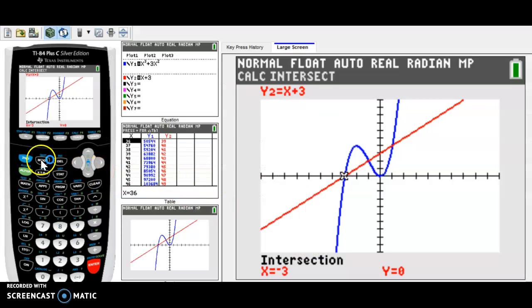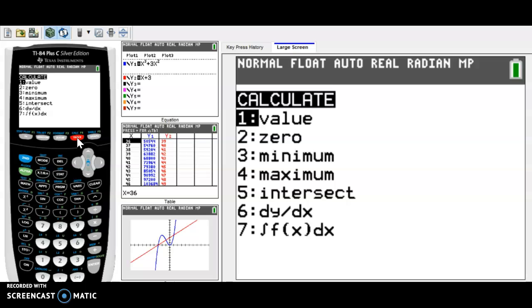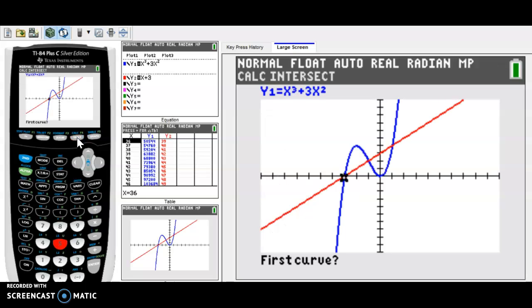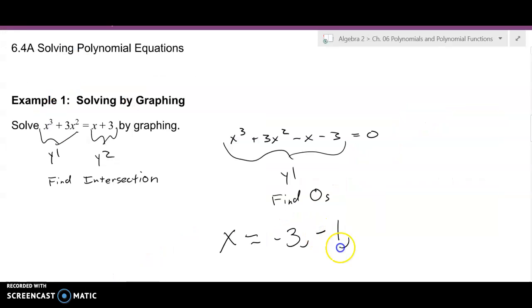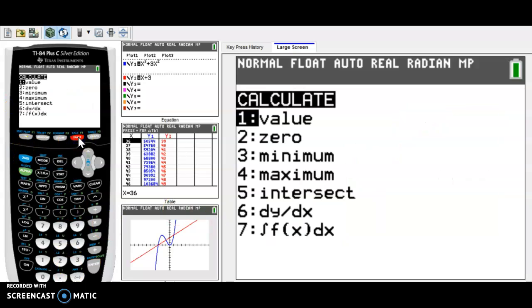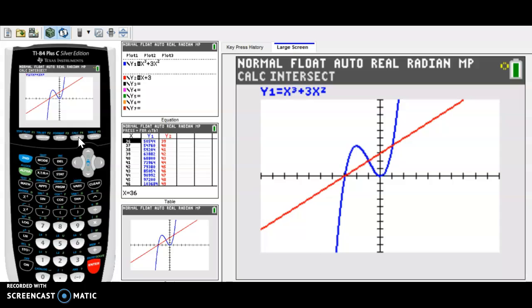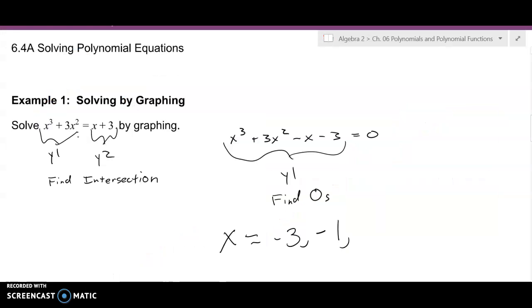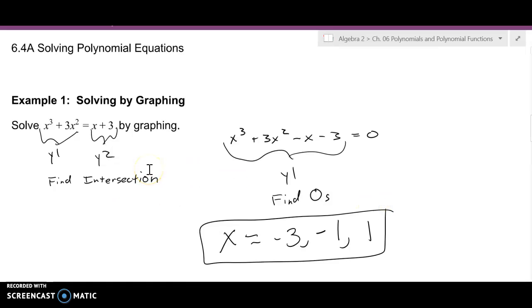Let's do it again. So I'll hit second trace. Intersect is 5. First curve, second curve, and now I'll get to your intersection for the guess. Get really close, and we get negative 1. We got one more, so second trace again. First curve, second curve, and now I'm on guess. I'm going to get close to my last intersection, and we get positive 1. So those would be your x values. That's how you're going to solve those things by graphing.